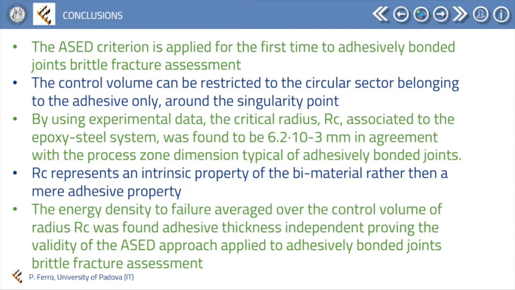So these are the conclusions. The average strain energy density criterion is applied for the first time to adhesively bonded joint brittle fracture assessment. When the elastic properties of the adherents are much higher than those of the adhesive and fracture occurs at the interface adhesive-adherents or within the adhesive, the control volume can be restricted to the circular sector belonging to the adhesive only, around the singularity point.